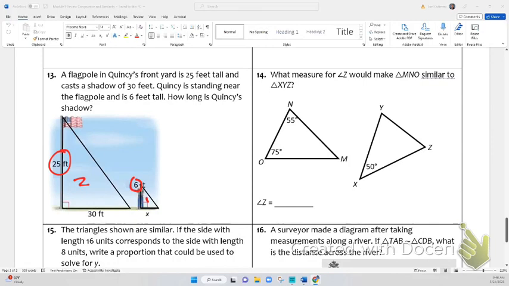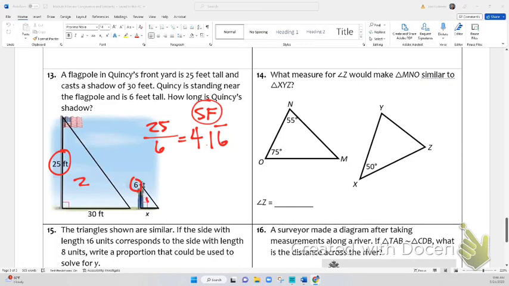So all I do is I take the number from the second triangle, which happens to be 25. I divide it by the corresponding number, which here happens to be 6. And when you do 25 divided by 6, you simply get 4.166666 repeating. Now this is my scale factor. That's not my answer. That's just my scale factor. That tells me that the flagpole is 4.16 times bigger than the person who has a shadow, right?